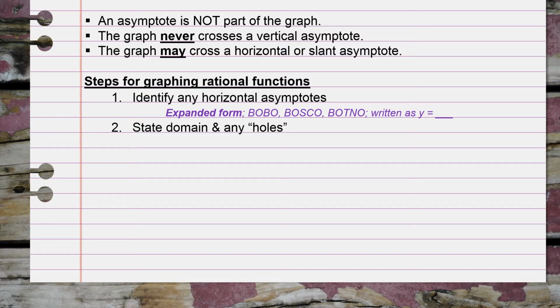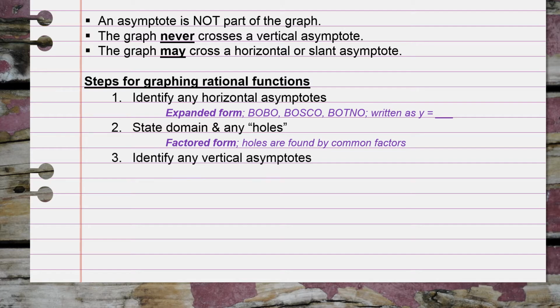The second thing is we will state the domain and any possible holes. This is identified by looking at the factored form. Remember, holes are found by common factors. Third, we identify any vertical asymptotes. This is found when the function is written in reduced form. If you do have any vertical asymptotes, it's written in the form x equals some number.